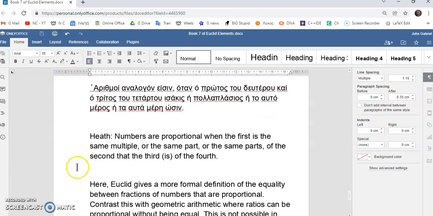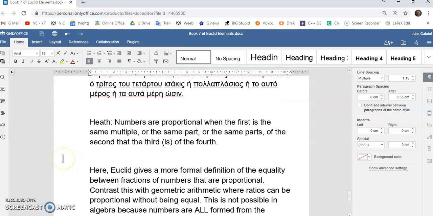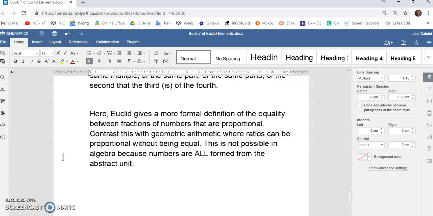Definition 20 says that numbers are proportional when the first is the same multiple of the same part or the same parts of the second and third. So here Euclid gives a more formal definition of the equality between fractions of numbers that are proportional. Now contrast this with geometric arithmetic in Book 5, where ratios can be proportional without being equal. Okay, this is not possible in algebra, because a half is always equal to 2/4 in algebra. Why? Because all numbers in algebra are formed from the abstract unit, so they don't have different units.